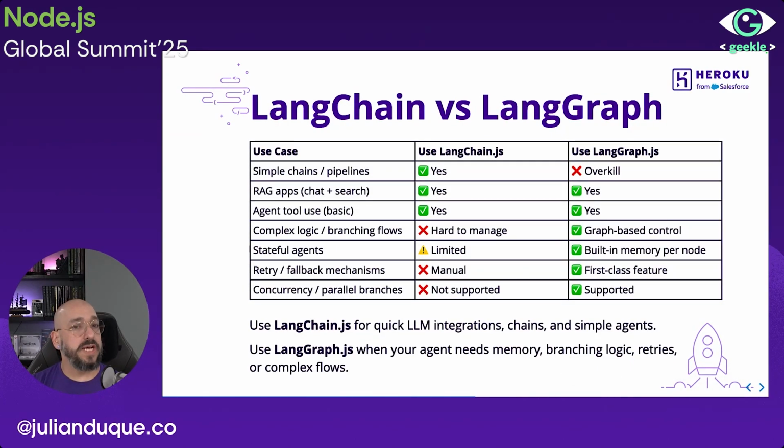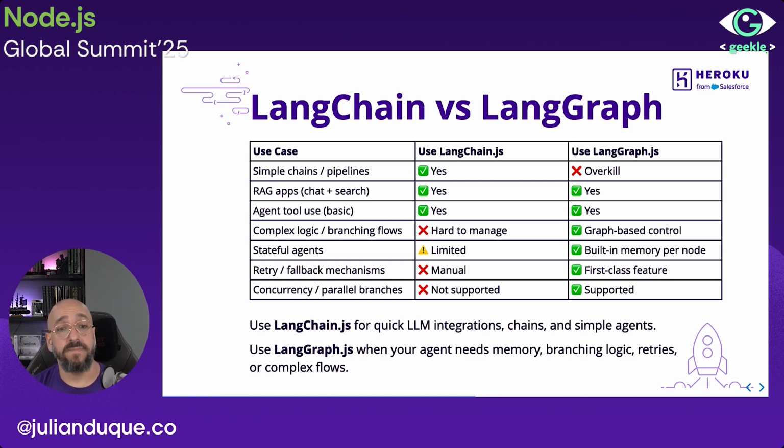Okay, when to use LangChain and when to use LangGraph? Well, for simple chains and pipeline simple use cases, LangChain.js is going to be the best option. LangGraph.js is going to be overkill, too complex for this type of use case. For RAG applications, like Retrieval-Augmented Generation, you can use both without any problem. For agent tools, you can use both, but obviously LangGraph is going to give you more control. Specifically on the branching flow and complex logic, LangGraph is already giving you graph-based control, but in LangChain, it's hard to manage. You will need to implement your own logic.